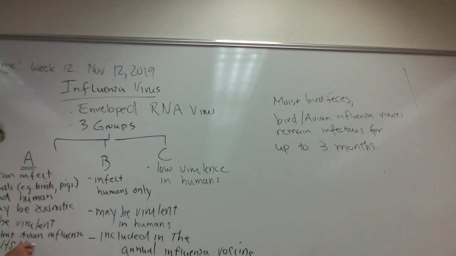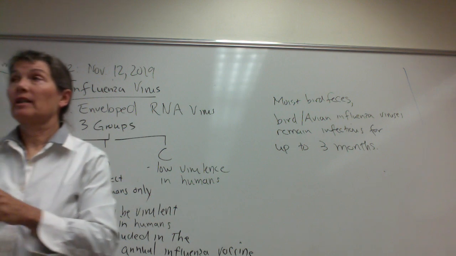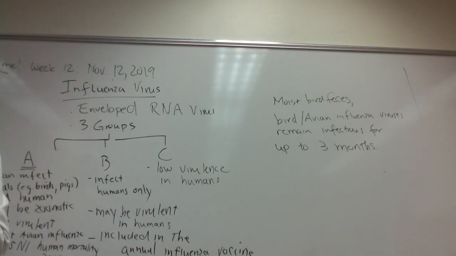H5N1 avian influenza, human mortality is around 33%. Like a third of the people that get infected die. That's really high mortality, yeah. So we'll see, this is one of the reasons, you guys, that the public health folks are so worried about influenza, pathogens that can kill a third of the people they infect.